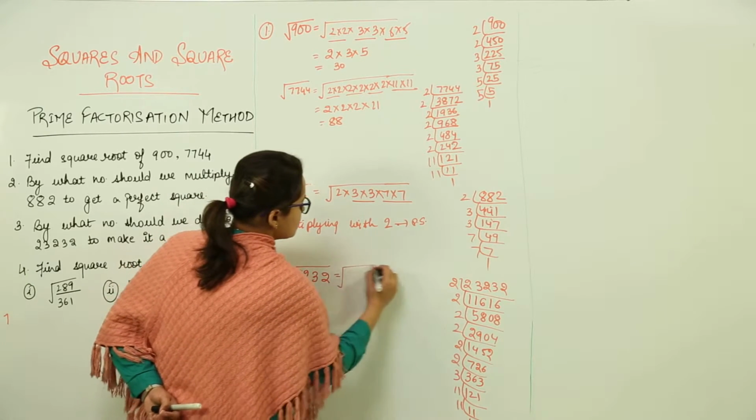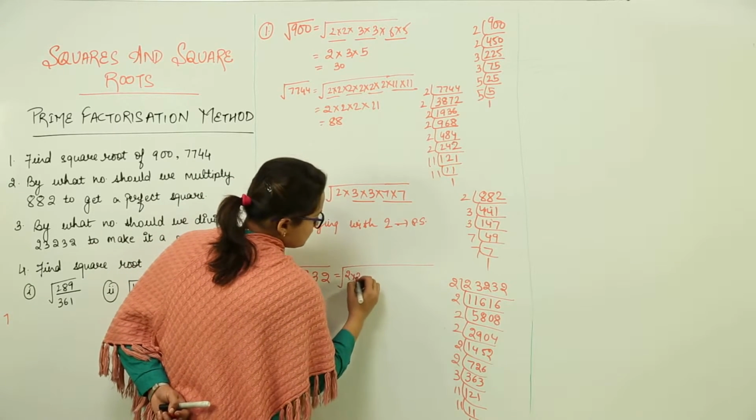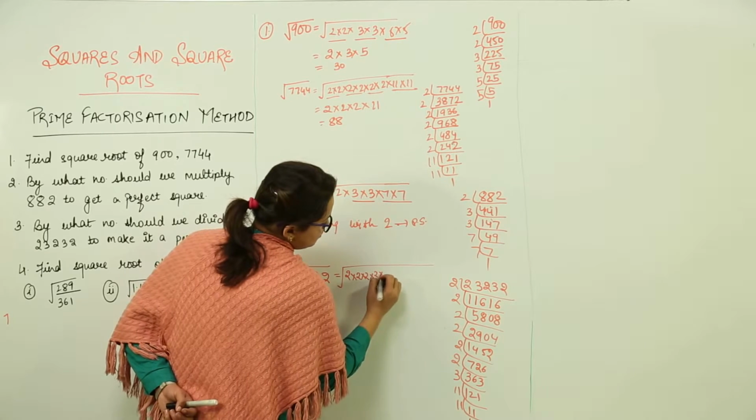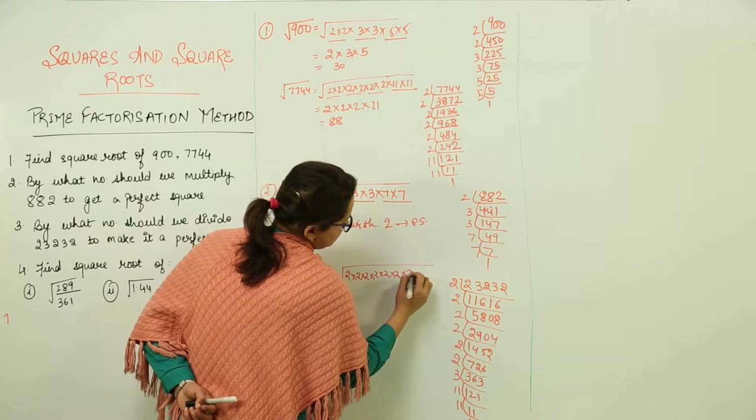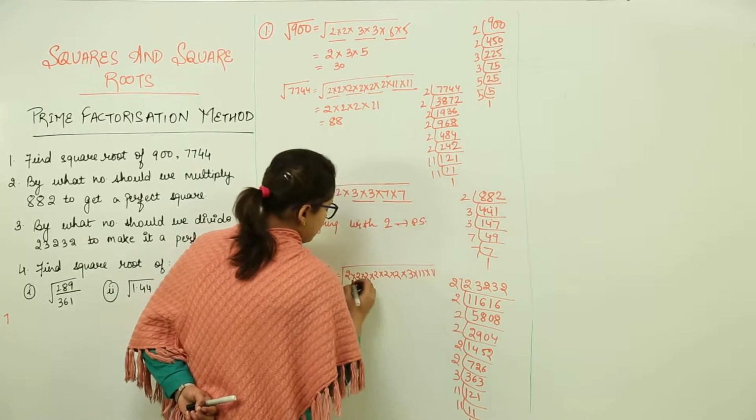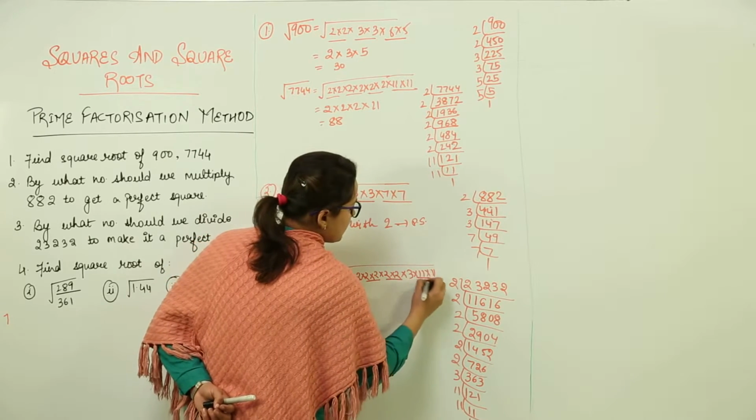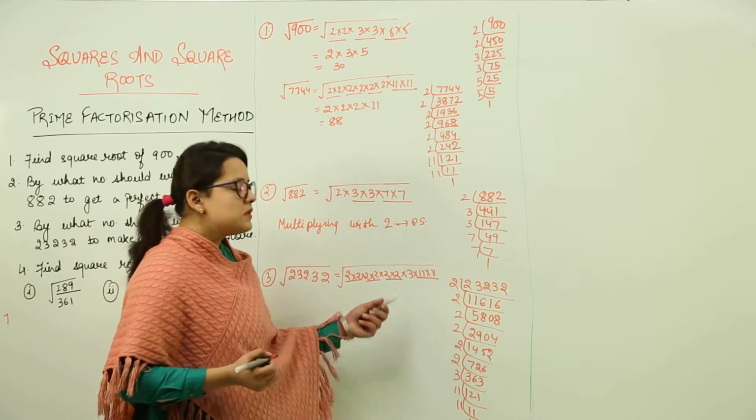So what are the factors that we get? We get 2 into 2 into 2 into 2 into 2 into 2 into 3 into 11 into 11. Now you start grouping the terms. While grouping, we found that the 3 remains ungrouped.